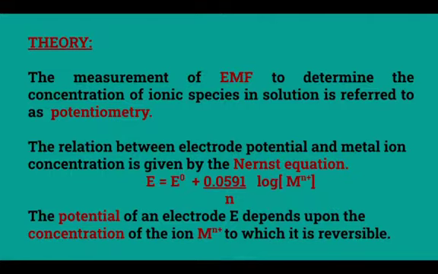Potentiometry is an instrumental technique in which the EMF of the solution is measured so as to determine the concentration of ionic species present in the solution. The relationship between electrode potential and metal ion concentration is given by the Nernst equation as E = E0 + (0.0591/n) log [Mn+]. So here the potential of the electrode E depends upon the concentration of metal ions to which it is reversible.